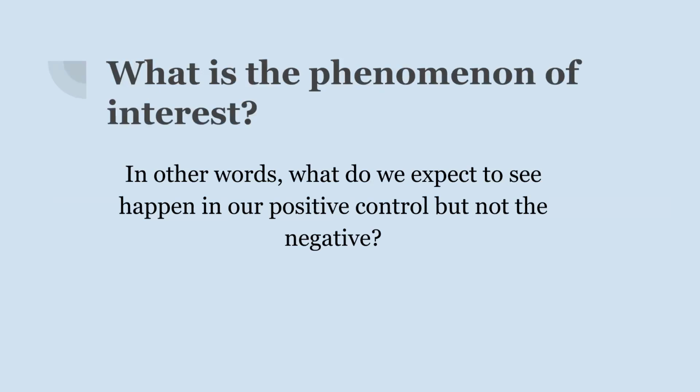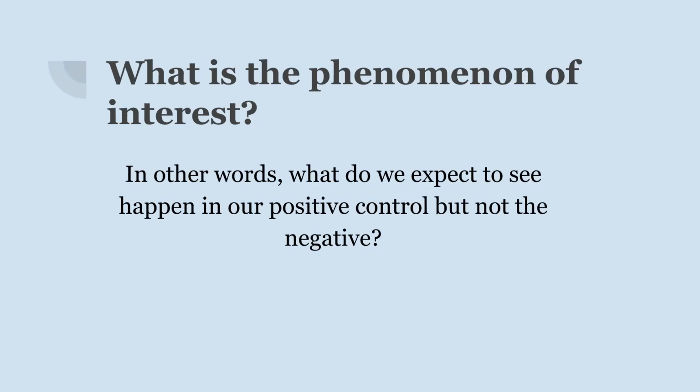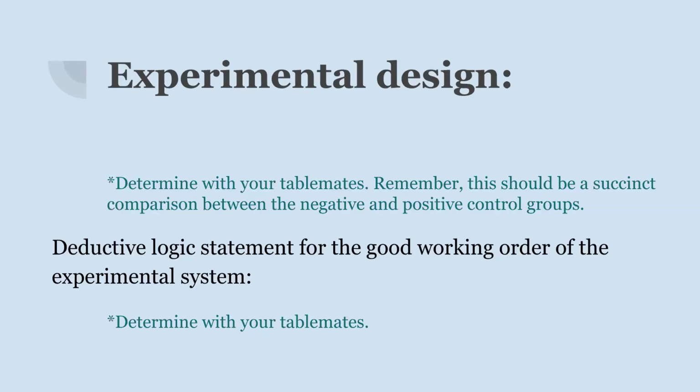And your phenomenon of interest. In other words, what do you expect to see happen in your positive control but not in the negative? What do you expect to see happening in your positive control but not the negative? Well, we shouldn't see anything in the negative control, right? Because we're only including the ingredients for PCR and water. And in your positive control, we'd expect to see what? Heterozygous traits as a basis of comparison for someone who is either homozygous for nighttime, daytime, or heterozygous for both traits in the tandem repeats of the PER3 gene, right?